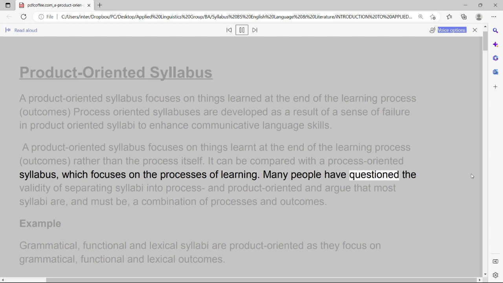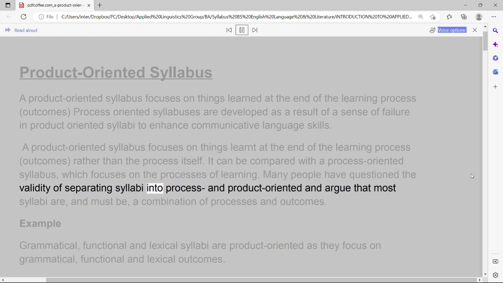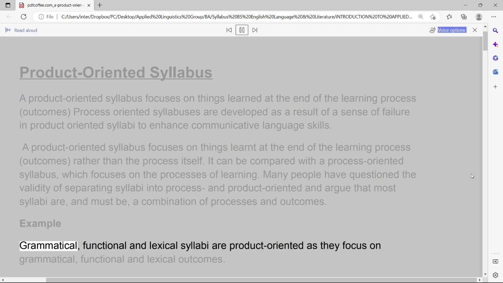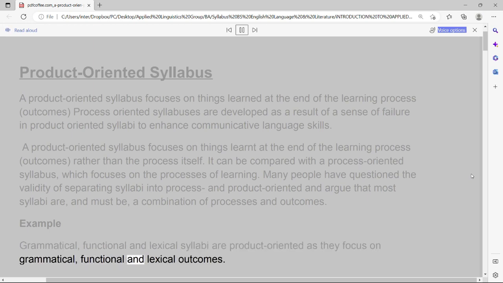Many people have questioned the validity of separating syllabi into process and product-oriented and argue that most syllabi are, and must be, a combination of processes and outcomes. Example: grammatical, functional and lexical syllabi are product-oriented as they focus on grammatical, functional and lexical outcomes.